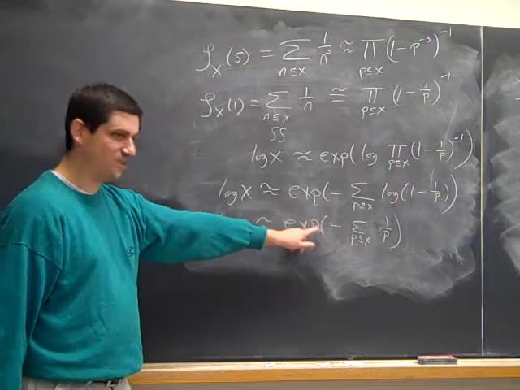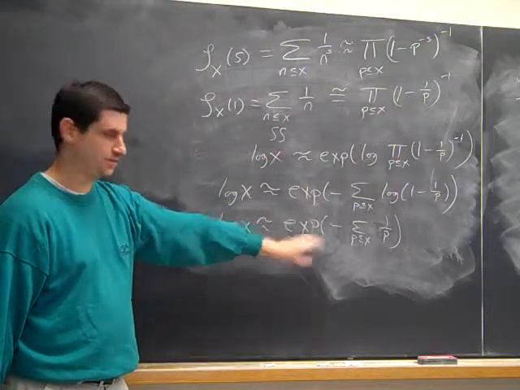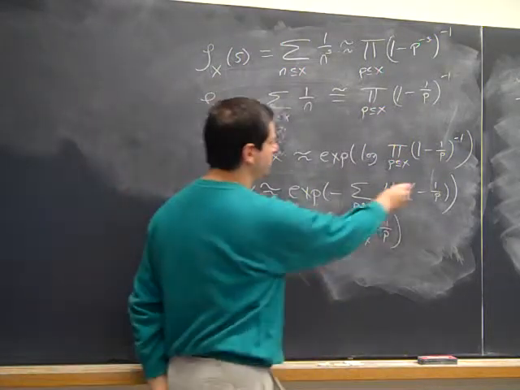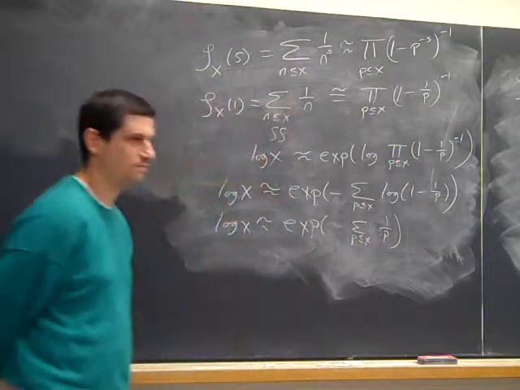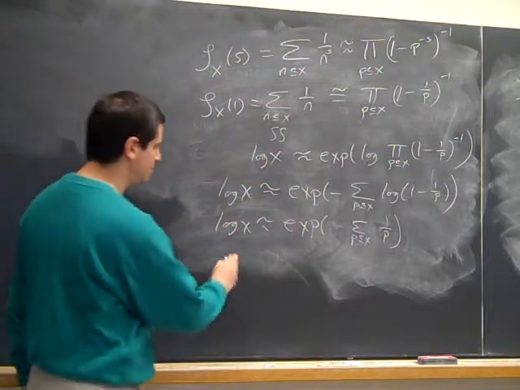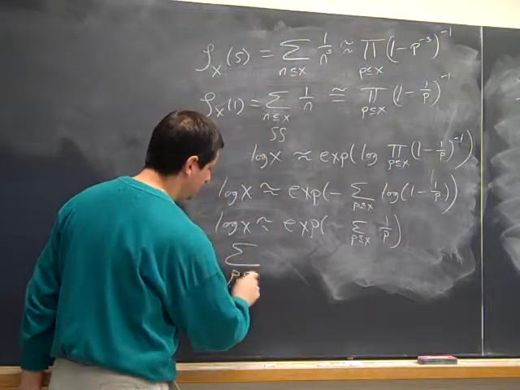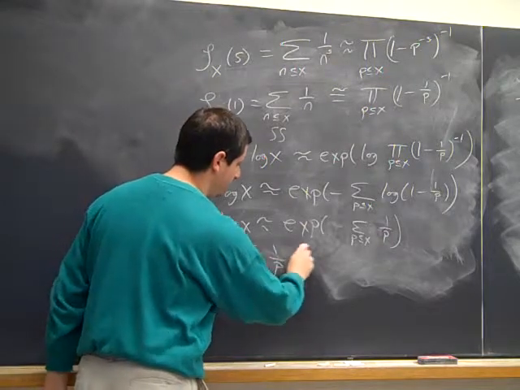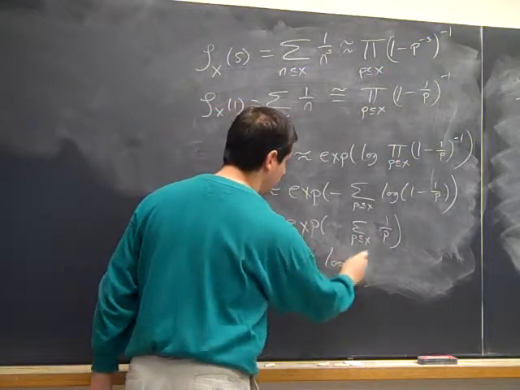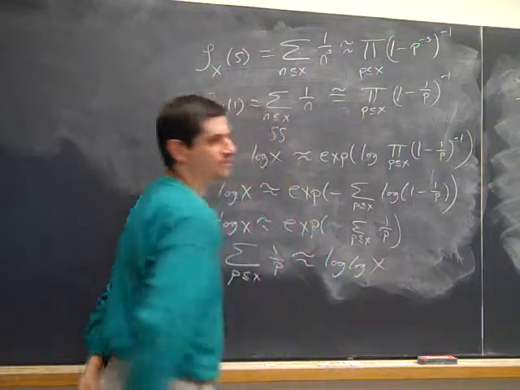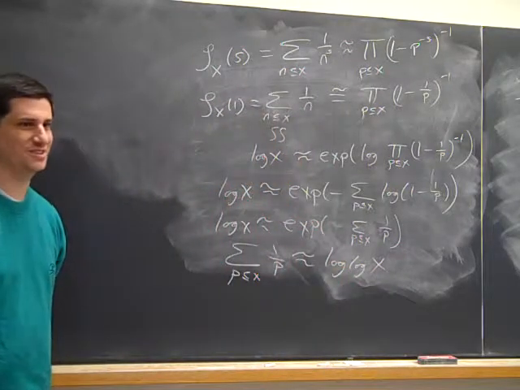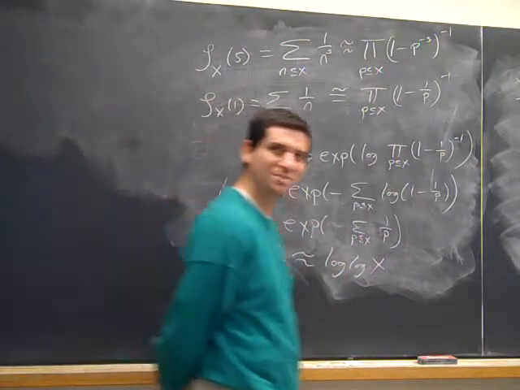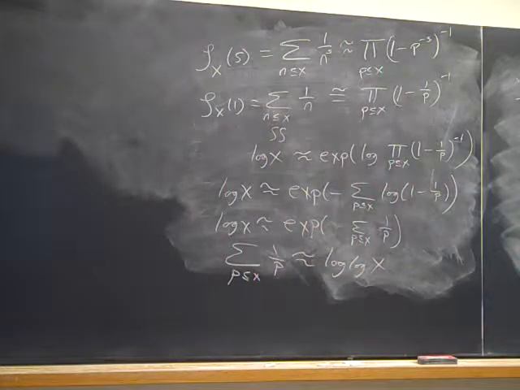If I take the log of both sides, the exponential vanishes. Oh wait, I'm sorry, the negative and the negative reinforce. So if I take the log of both sides, I get the sum over p less than or equal to x of 1 over p is approximately log x. The sum diverges. The sum of the reciprocals of the primes diverges. And again, you can make all of this rigorous and accurate. This is not rigorous and accurate, but you can clean this up.